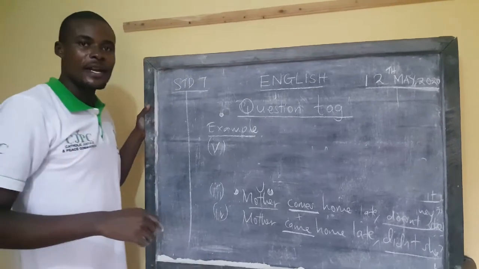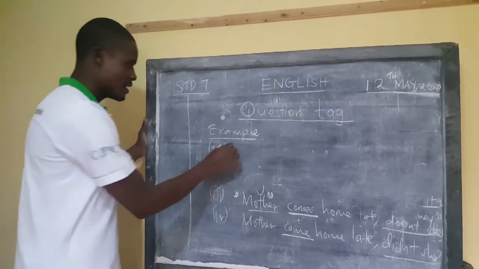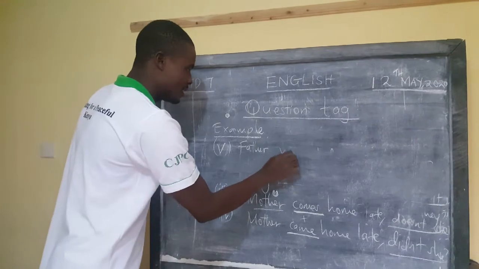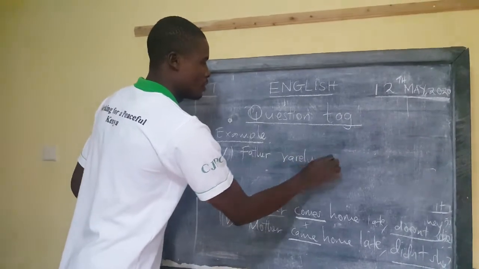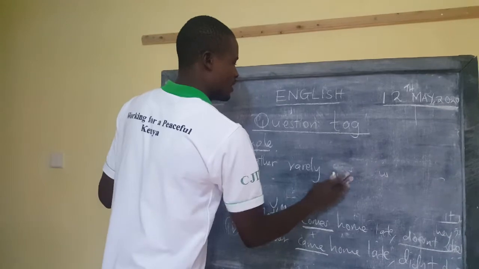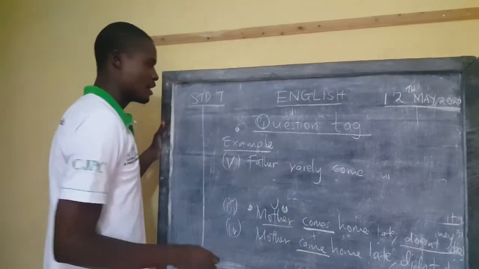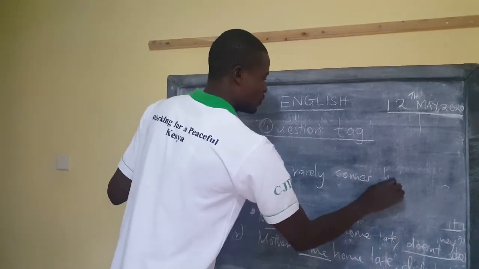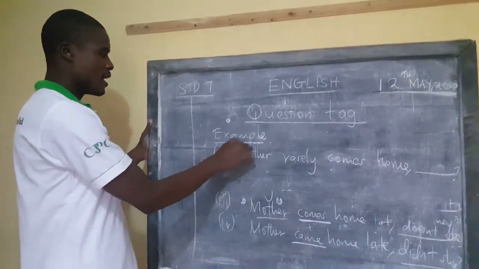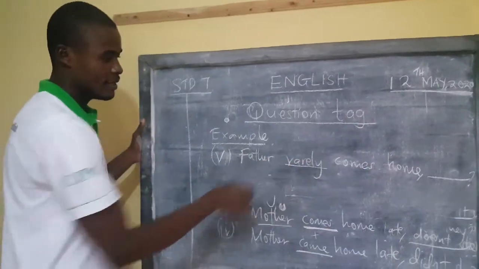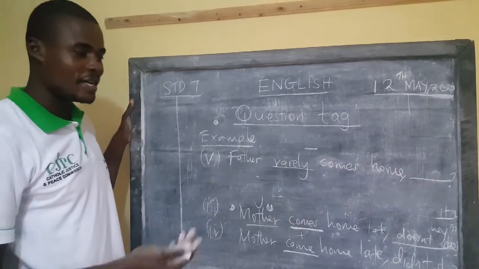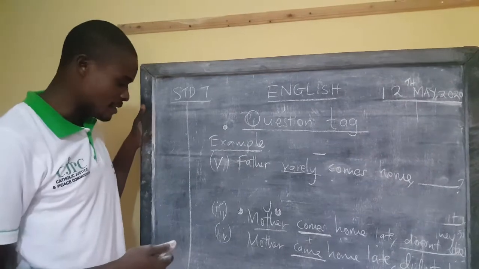Example 5 is when we are given an adverb of negativity in the sentence, like "Father rarely goes to work," or "Father rarely comes home." Very good sentence. We're seeing an adverb of negativity given here, rarely. So rarely makes a sentence negative automatically. Rarely means it comes not in many circumstances.